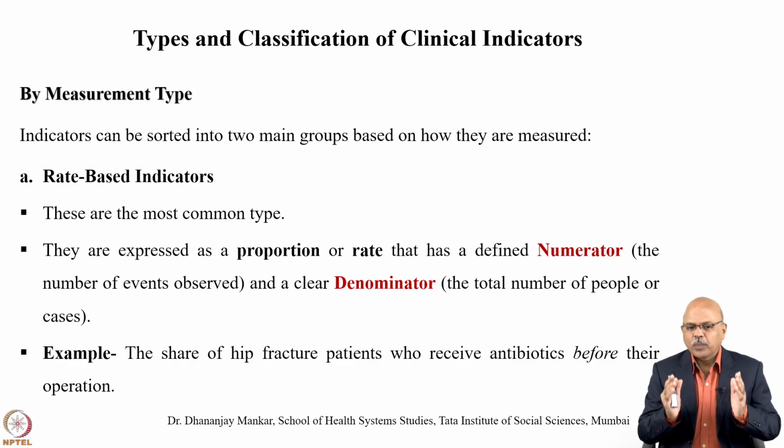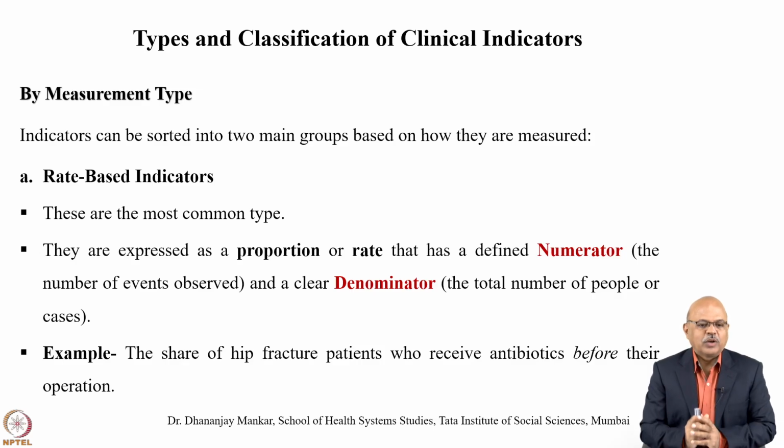They are expressed as a proportion or rate that has been defined, with a numerator, the number of observed events, and a clear denominator, the total number of people or cases taken. So numerator and denominator. Let me portray this rate-based indicator with an example: the share of hip fracture patients who receive antibiotics before their operation. So you may find a numerator and a denominator: the total number of hip fracture patients versus the numerator of those who have received antibiotics.